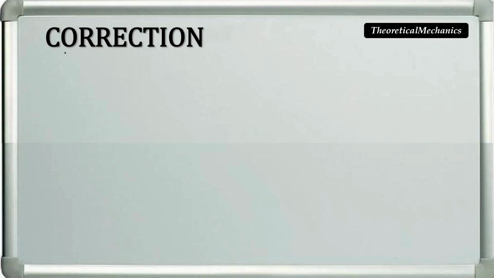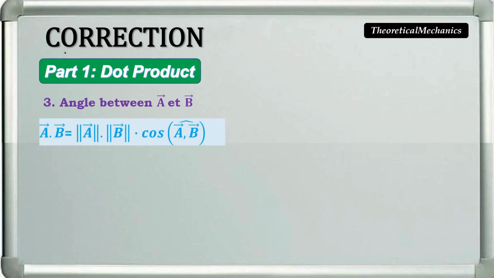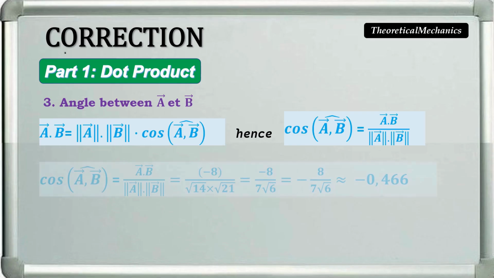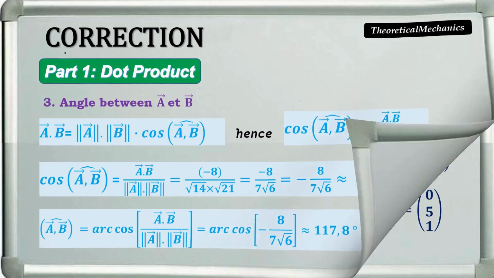Now, let's determine the angle between vectors A and B. To do this, we use an important property of the dot product. The dot product equals the product of the magnitudes of the vectors multiplied by the cosine of the angle between them. From this relation, we can express the cosine of the angle. Replacing the numerical values gives cosine theta equals minus 0.466. Finally, taking the arc cosine, we obtain theta equals 111.8 degrees. So the angle between vectors A and B is approximately 112 degrees.